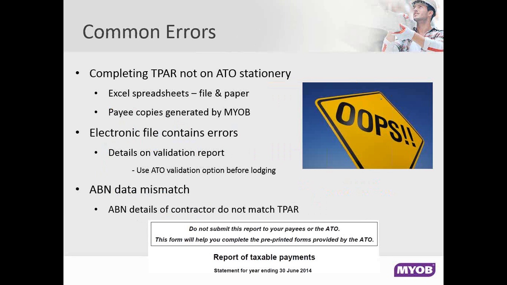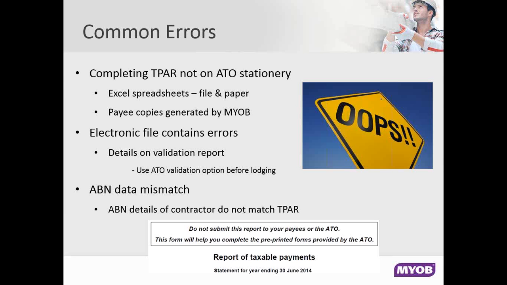The ATO have advised of some of the common errors that businesses have faced, and surprise, surprise, one of the main ones was that the building businesses were not using the authorised or correct ATO stationery. The Taxable Payments Annual Report is a specific document. It must come from the ATO if you're writing it in manually.